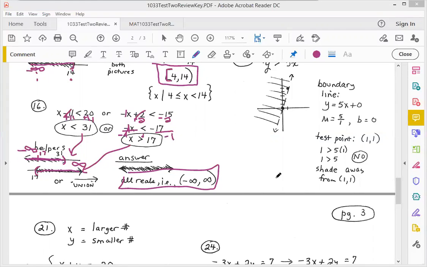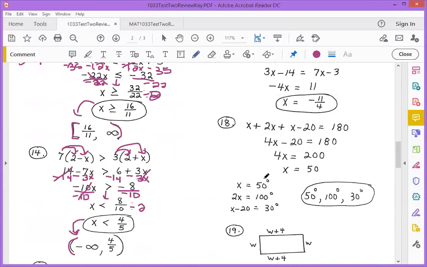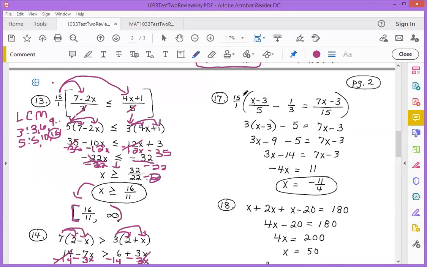All right, let's look at the next example. Number 17, we have (x minus 3) over 5 minus 1/3 equals (7x minus 3) over 15. So already we see different denominators, 5, 3, and 15. We have to find that least common multiple, and the least common multiple between these three numbers is 15. Once you find your least common multiple, you're going to multiply each of the terms by that LCM, 15.